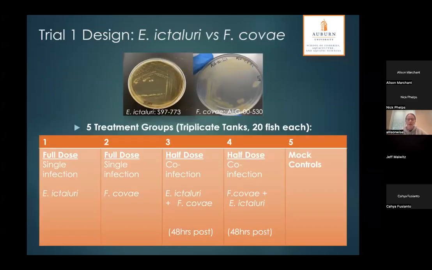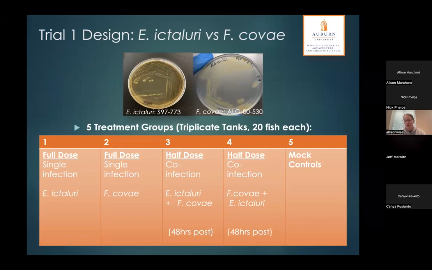So for my first trial, I have 5 treatment groups. I looked at a full dose with a single infection of E. ictaluri, and then a full dose with a single infection of F. covae. Now, for my co-infection doses, how I did it is that I would give the pathogen, in this case, ictaluri first, and then wait 48 hours post that immersion and give it the second pathogen.